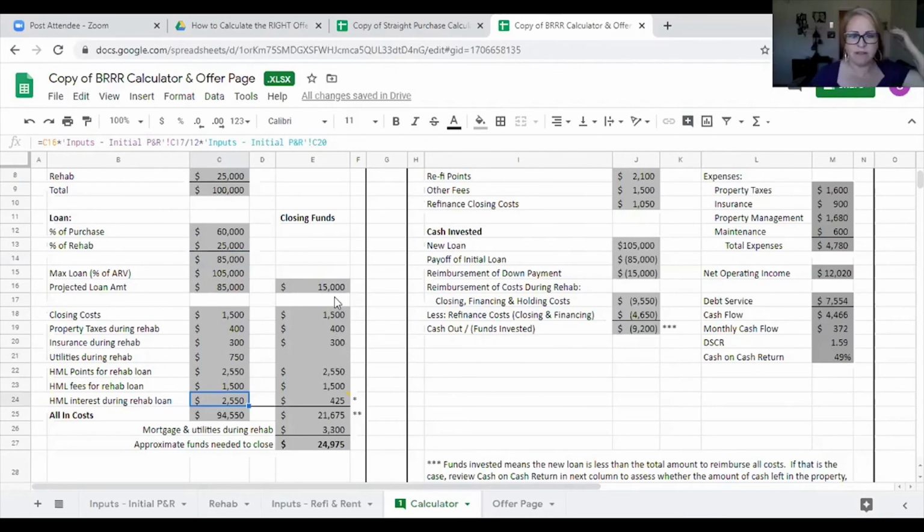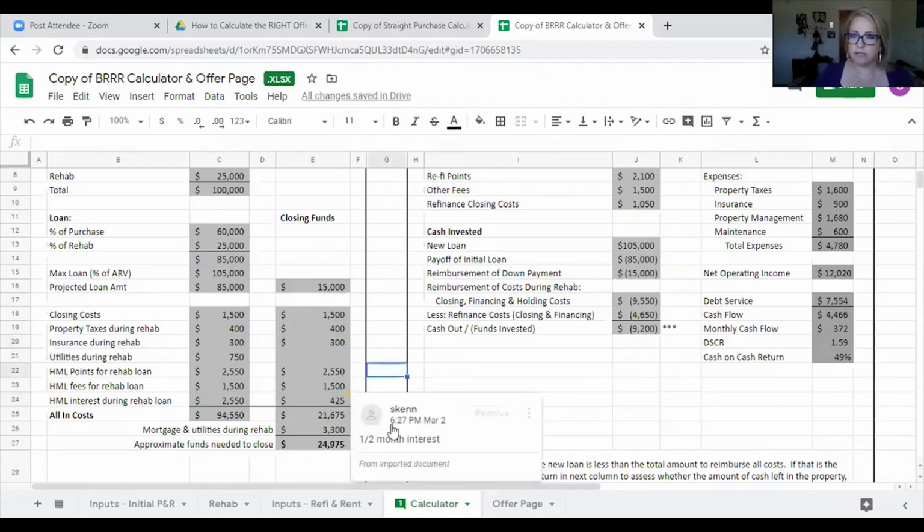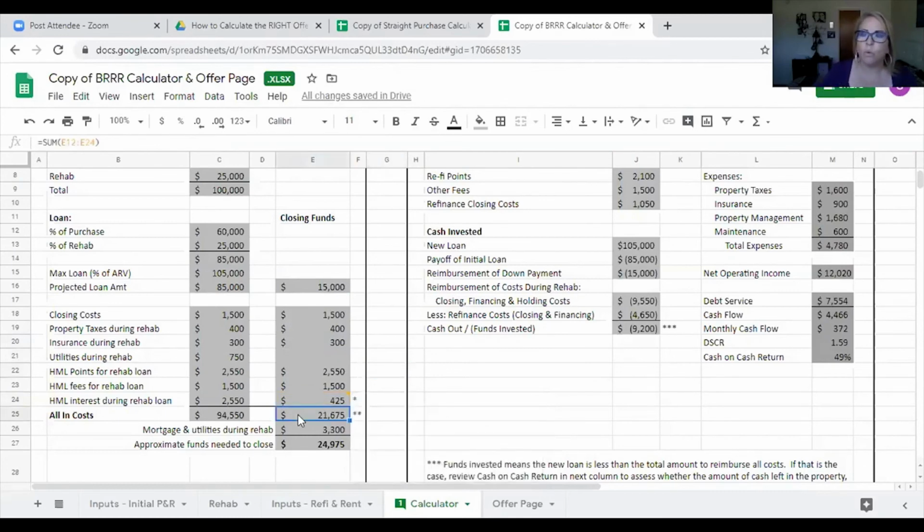So I know I have my $15,000 down payment. I have my closing cost of $1,500. Property taxes during rehab, I'm expecting it to be $400, $300 for insurance. I'm going to have to pay my points, my fees to the hard money lender, and probably a half month of interest up front on the closing statement. So what I'm trying to figure out right here is, what am I expecting to see on the closing statement from the title company? How much cash are they asking me to come up with?